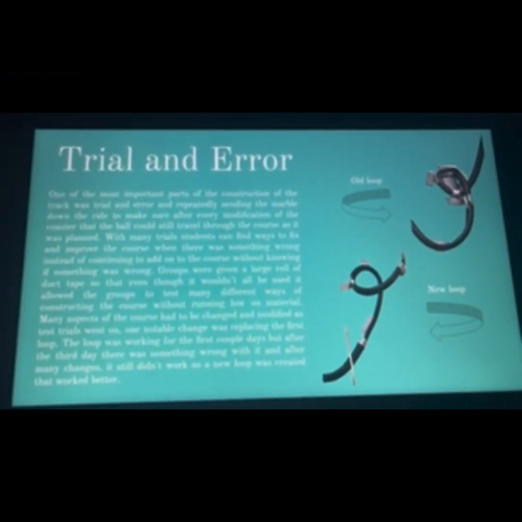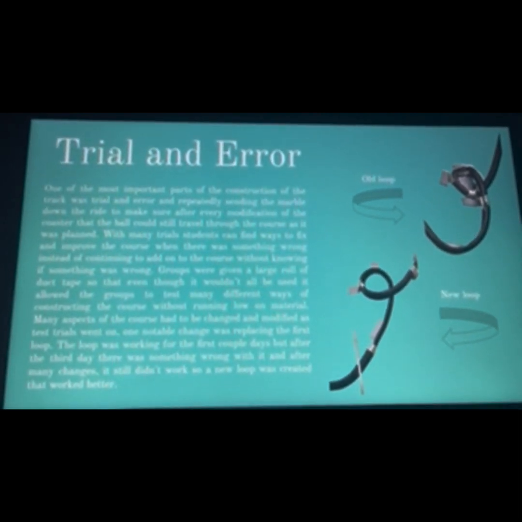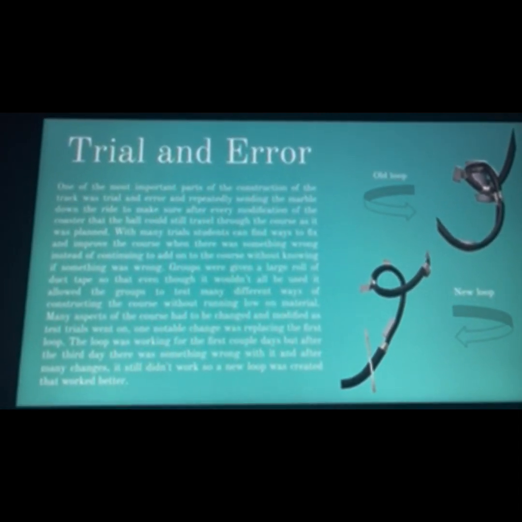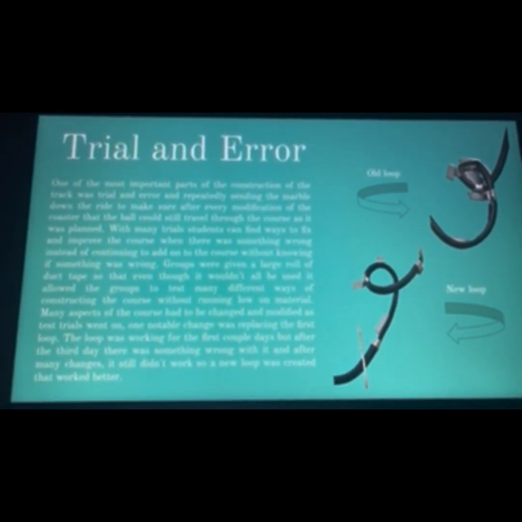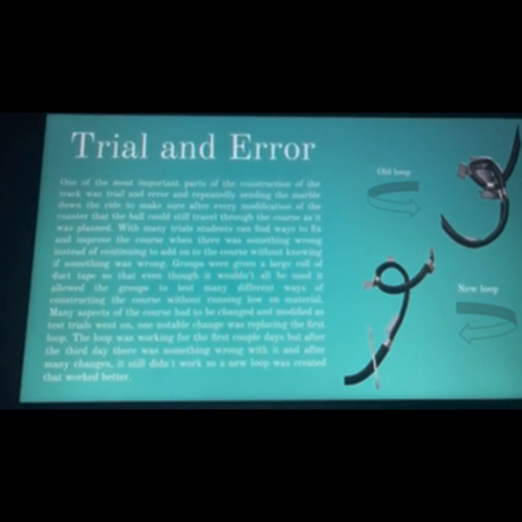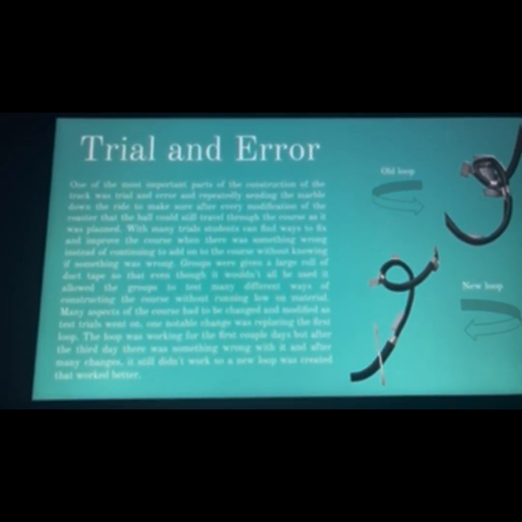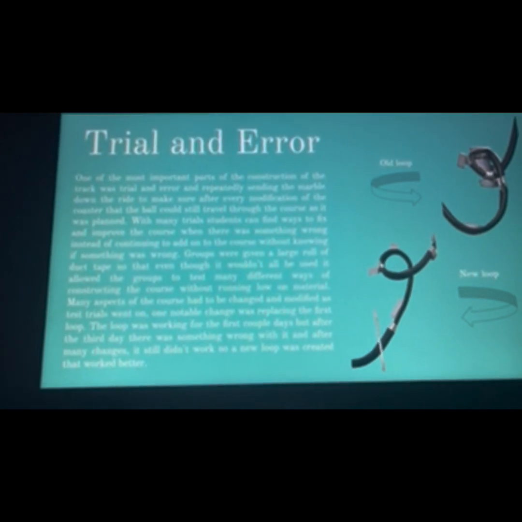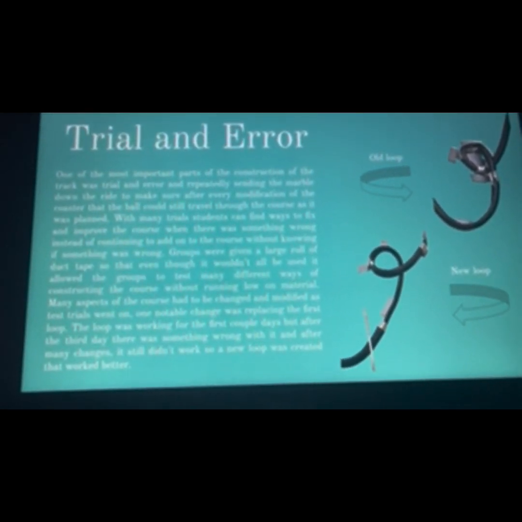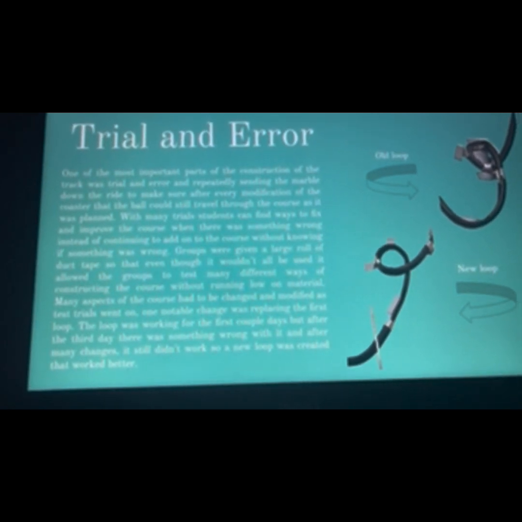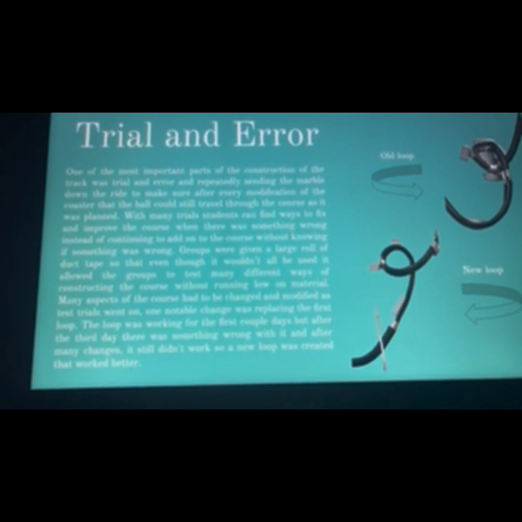Second, we will talk about the trial and error. Of course, every roller coaster that has ever been built has had trial and error. One of the most important parts of the construction of There's a Snake in My Boot was to make sure after every modification of the coaster that the ball could still travel through the course as it was planned. With many trials, students can find ways to fix and improve the course when there was something wrong, instead of continuing to add on to the course without knowing if something was wrong.